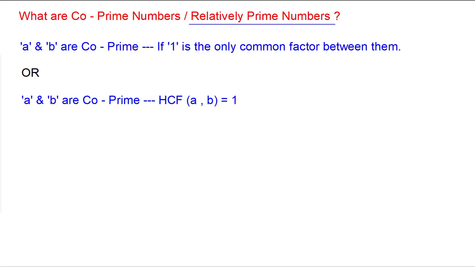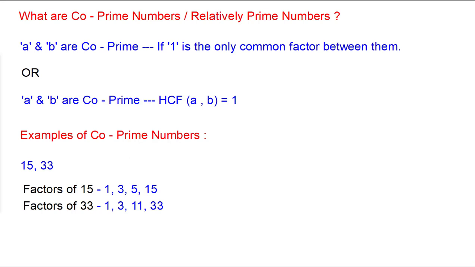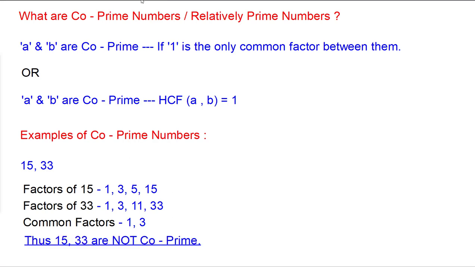Now let's see how we can identify whether two numbers are coprime or not. Let's take the first example: 15, 33. Let's have a look at the factors of 15. The factors of 15 are 1, 3, 5 and 15. The factors of 33 are 1, 3, 11 and 33. So we can see that the common factors of the first number and second number, 15 and 33, are 1 and 3. So this pair is not a coprime pair, because the common factors are 1 and 3, and we want the common factor to be only 1.